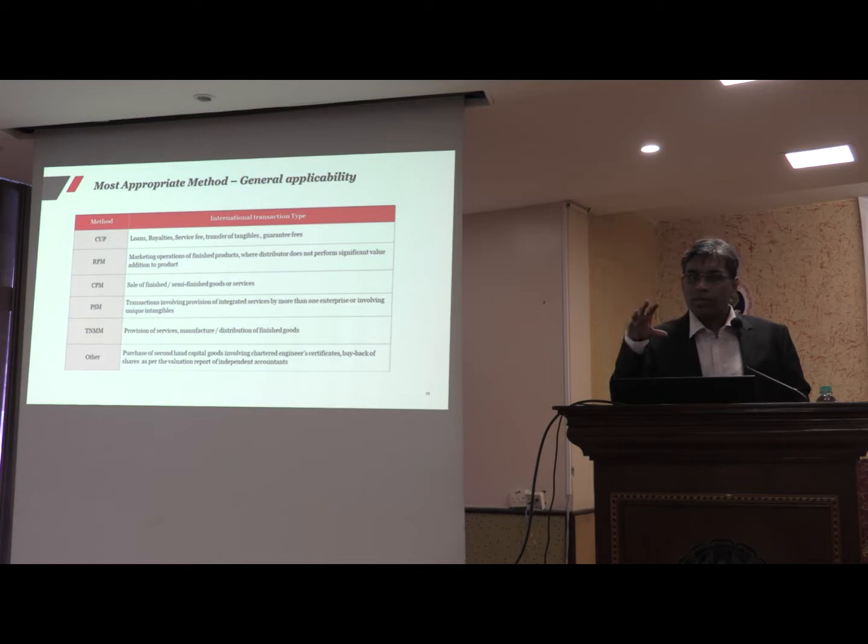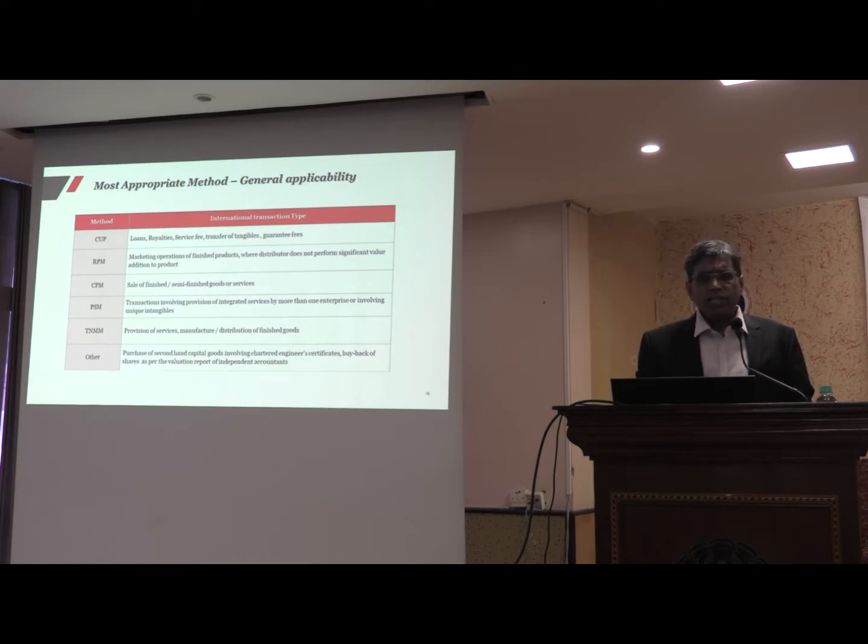Today it's risk-based, which means certain disclosures we make in the Form 3CEB will be the basis for picking up cases for scrutiny. Materiality will be there, but in addition to it, say, where is your associated enterprise located? Is it in a tax haven? Are you applying another method without any explanation, for example? So these are parameters which can be picked up. So let's be careful in applying the other method. The other method does not mean that I don't perform any analysis. Right? So that's something where I would say we should exercise caution.